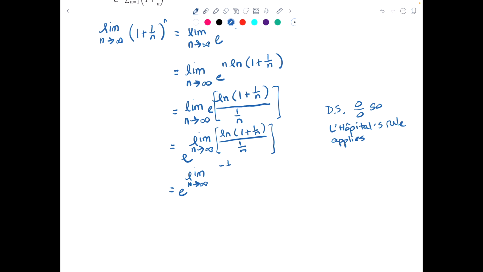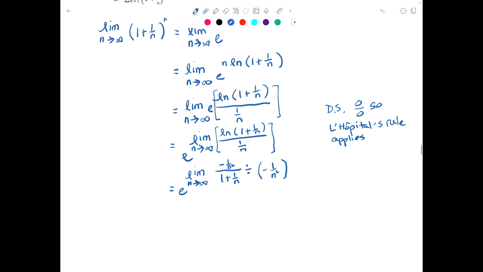Negative 1 over n squared over 1 plus 1 over n. So it's like u prime over u, right? And then I'm just going to write it as divided by, because I don't have room below, divided by negative 1 over n squared, which is the derivative of the denominator.